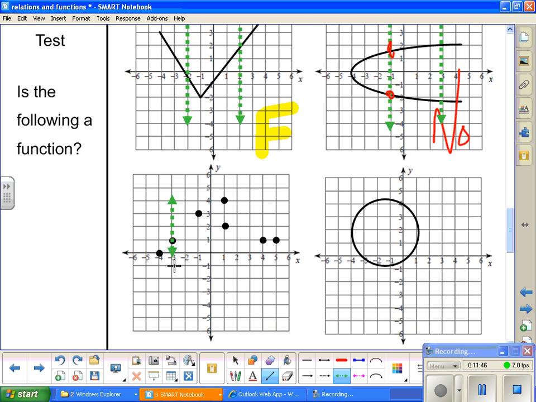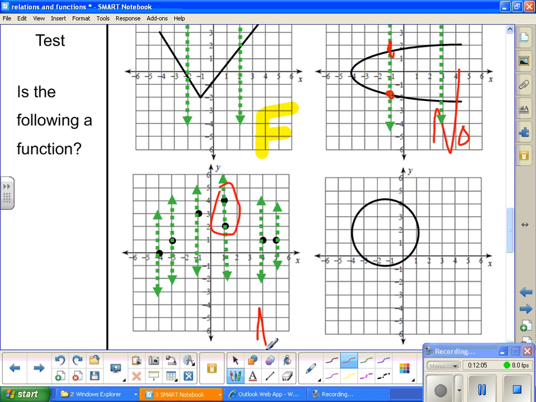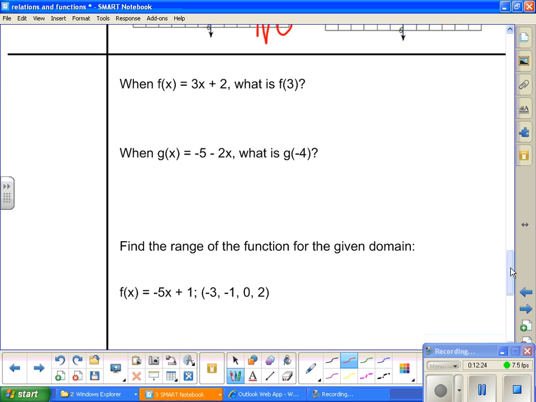I go ahead and draw my vertical lines for all the points. And here, I can see that I have one line that has 2 points. So this would be no. And then obviously most of you could tell by the circle, anywhere you would draw a vertical line, it's going to hit it more than once. So this is a no. This would be a good time to pause.